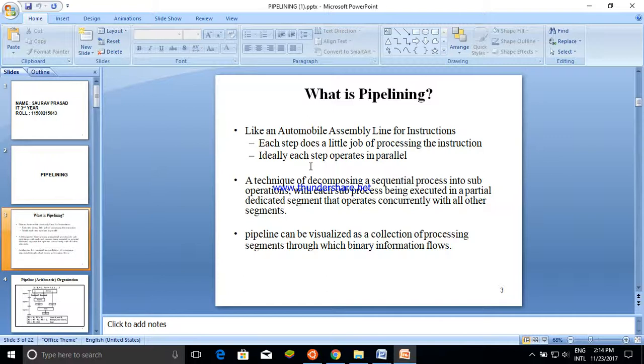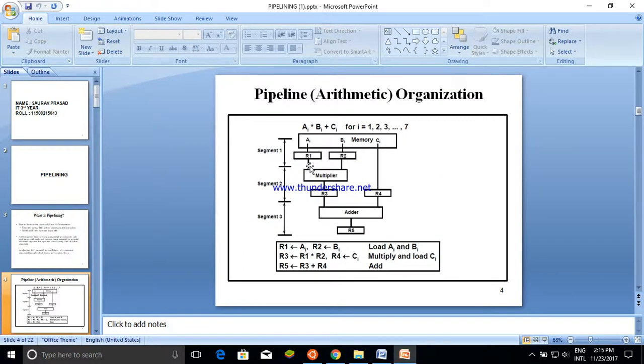The third point is that a pipeline can be visualized as a collection of processing segments through which binary information flows. Pipelining is nothing but segmental, concurrently operating processes through which the binary data can flow. So now we come to the second slide.